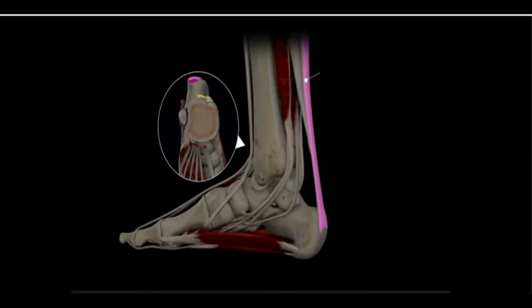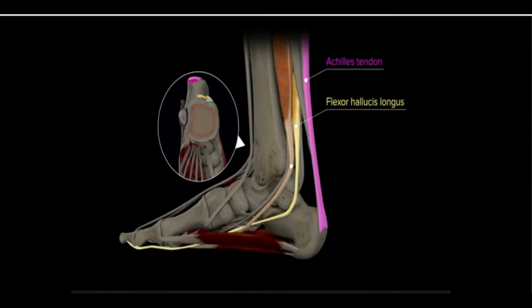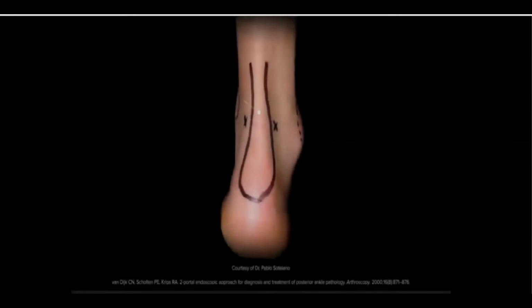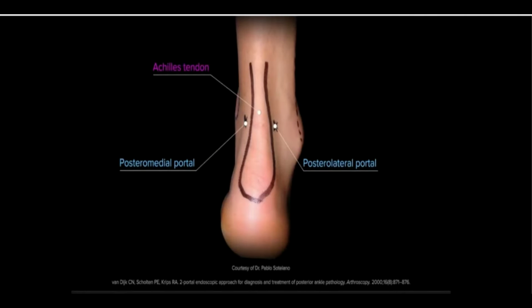Looking posteriorly, we have the Achilles tendon, then the flexor hallucis longus, flexor digitorum longus, and tibialis posterior tendons, which start posteriorly but then pass behind the medial malleolus before staying medial. When discussing posterior portals for access to the ankle joint, the Achilles tendon is the major landmark to stay close to for both the posteromedial and posterolateral portals to avoid neurovascular injury.